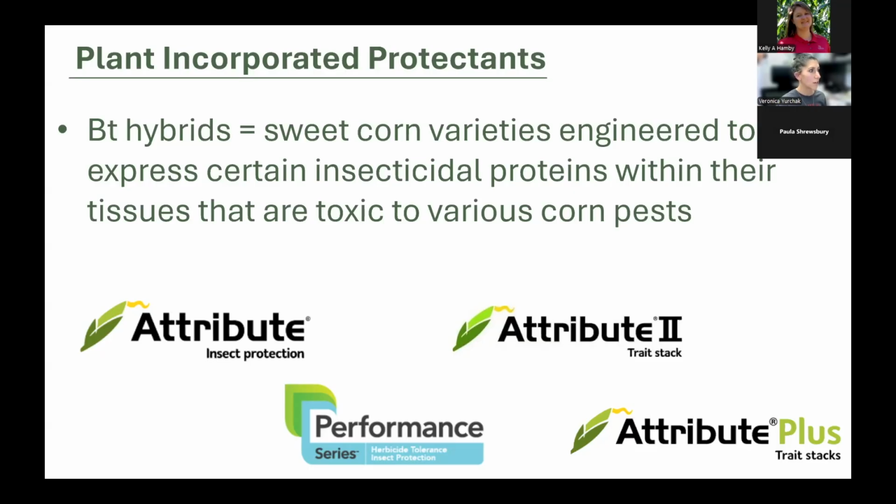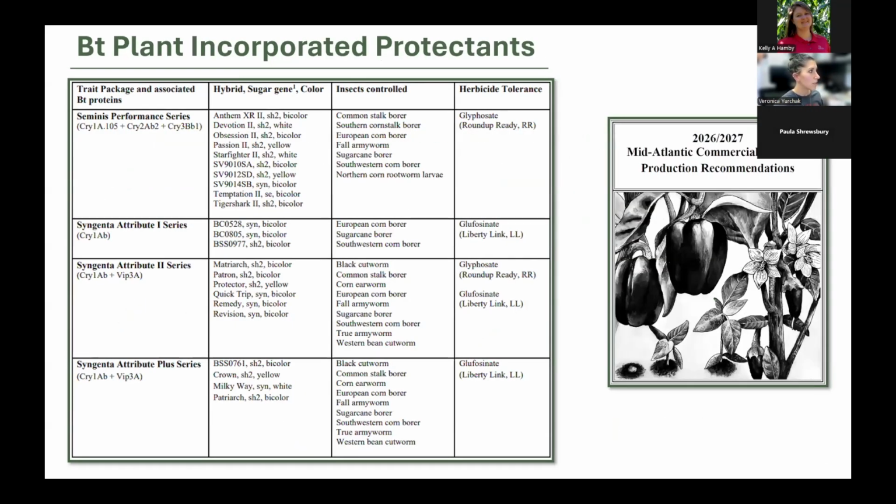So today I'm just going to talk about the different hybrids or trait packages that are available. This is just a screenshot of a table that's in our new version of the Mid-Atlantic recommendations guide, which is a modified version of the handy BT trait table for sweet corn. It shows you the different trait packages, the hybrids, what insects they control, and the herbicide tolerance. So I'm going to talk about these hybrids in the order that they were commercially released, but that doesn't match the order of the table.